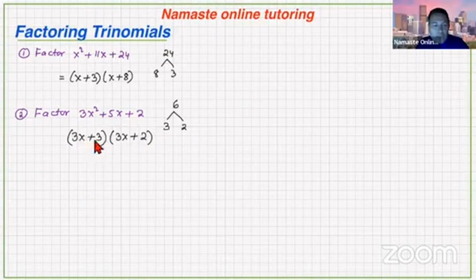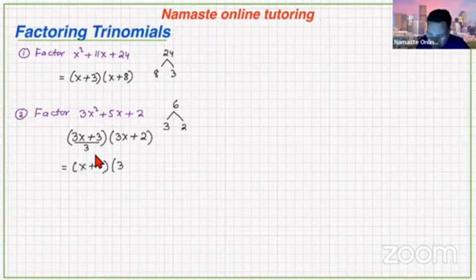But in this one, you can see that there is a common factor of 3. So if there is a common factor, you can divide by that. So divide that by 3. So our final answer would be 3x divided by 3 is x, so that would be x, and then plus 3 over 3, that's 1, multiplied by 3x plus 2. So the factored form for this trinomial is x plus 1 times 3x plus 2. If we multiply these two, we'll get 3x squared plus 5x plus 2.